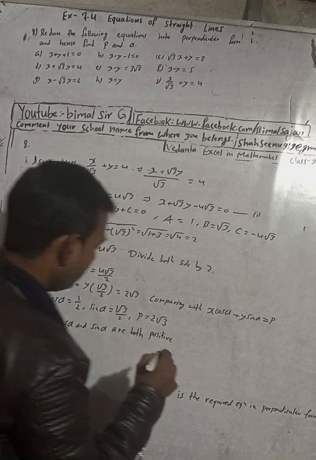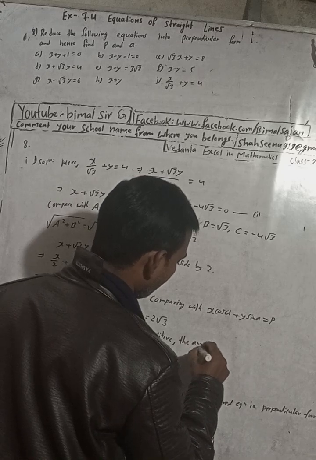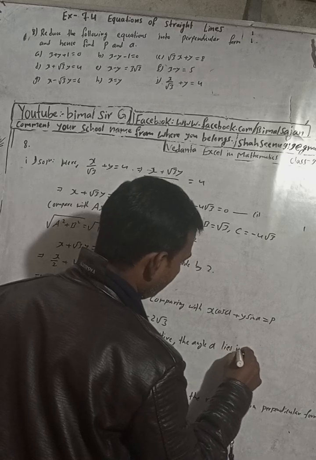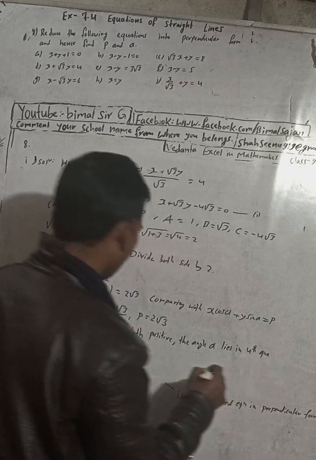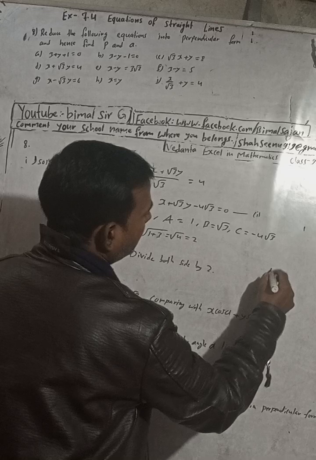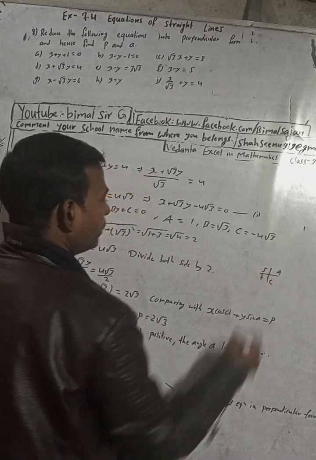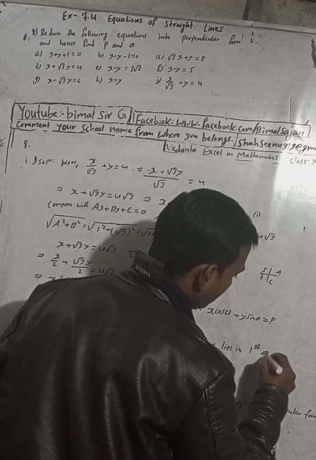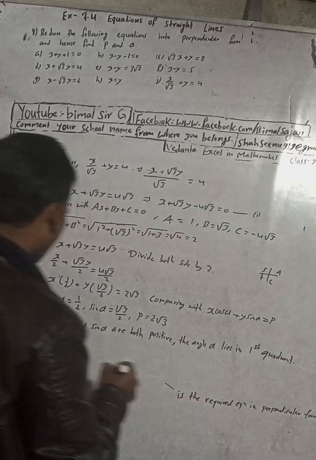Since cos alpha and sin alpha are both positive, the angle alpha lies in which quadrant? Not fourth quadrant, because this is positive. Both positive means see the CAST rules. CAST rules tell us first quadrant. So it lies in the first quadrant.